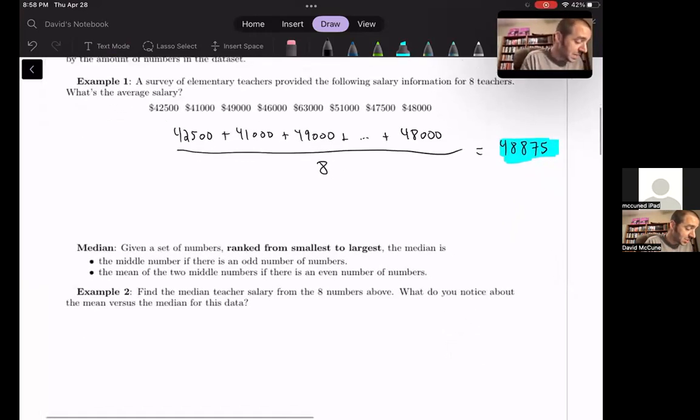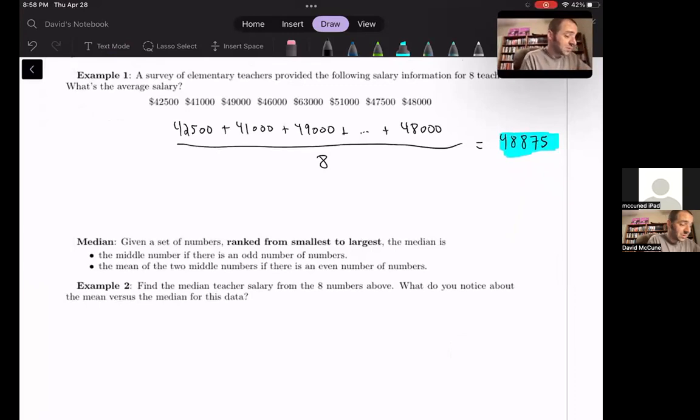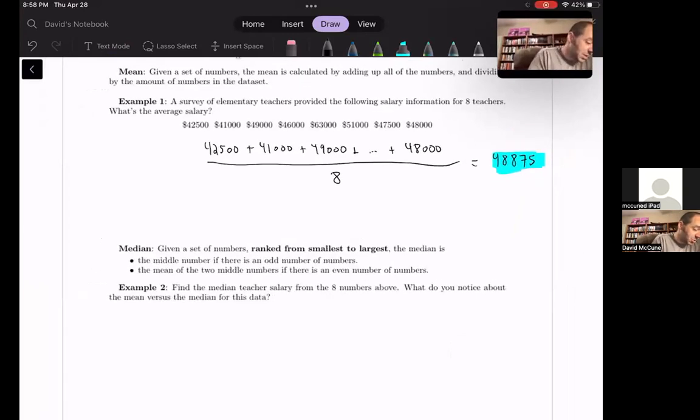So a median is another way of trying to get at the center of the data. And to find a median, what you do is you always list the numbers from smallest to biggest. You always have to do that. And let me make sure I don't mess this up.